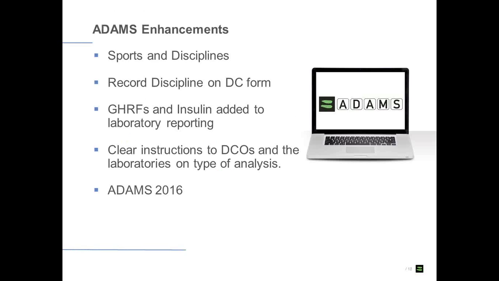Growth hormone releasing factors and insulin have also been added to the laboratory reporting menu, and these categories will now be included in the annual testing figures report for 2015 data moving forward. Overall, this will enable accurate reporting and a review on the number and type of analysis for each testing authority by sport discipline, and will also clearly list the number of AAFs, adverse analytical findings, against the relevant sports and disciplines.